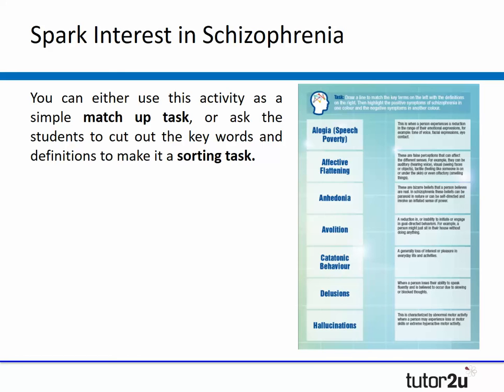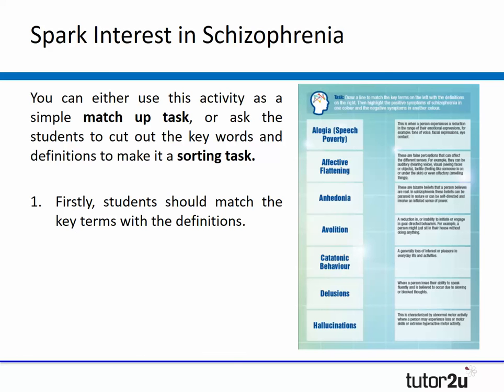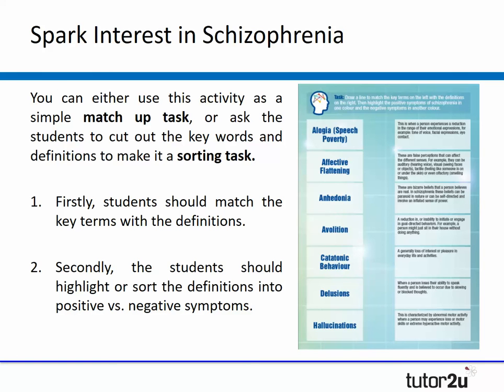You could ask the students to just do a simple match-up task where they draw an arrow from the keywords on the left to the definitions on the right. You could ask them to cut them out and use it as a sorting task. It's entirely up to you. The first part, whichever option you choose, they need to clearly match the key terms and the definitions. What you want them to do after that is to either highlight the definitions or sort them into 2 categories. You want them to sort them into those that are positive versus those that are negative.